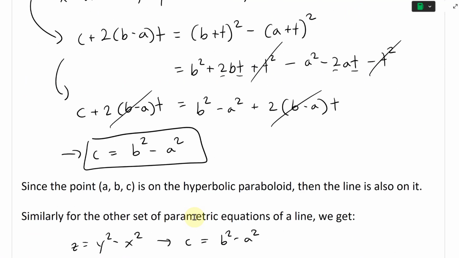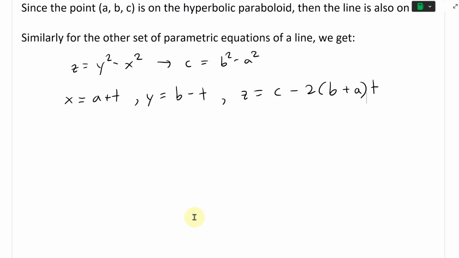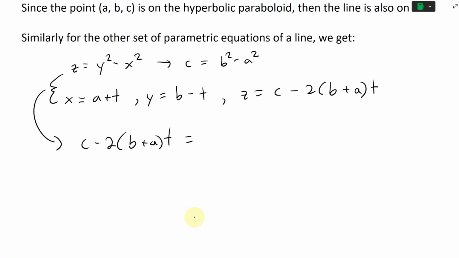All right. And then let's do that. Again, it'd be very similar to the other setup, and then put those inside. So we're going to get c minus 2b plus a t is equal to y squared, which is b minus t squared, minus x, which is a plus t squared.